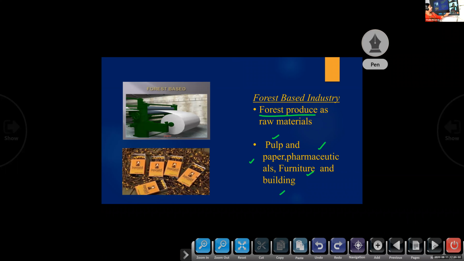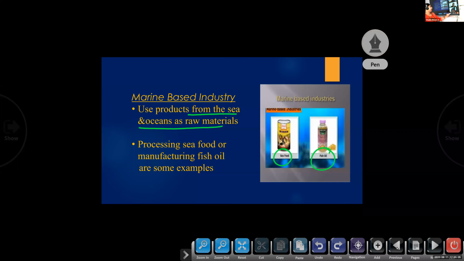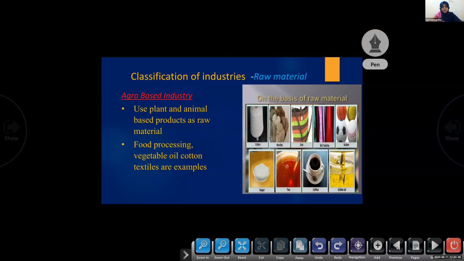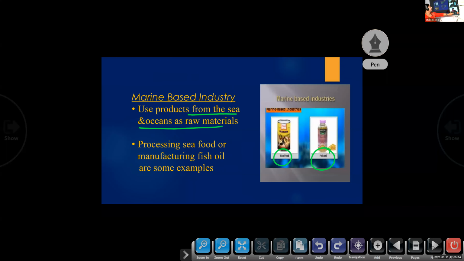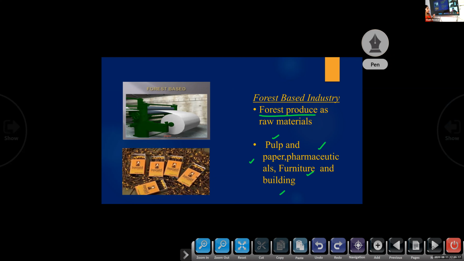We have completed the first type of classification. Ma'am, can you show the slide of classification of industries based on raw material? Classification of industries based on raw material: forest-based industry, agro-based industry, marine-based industry, and mineral-based industry. This classification is based on raw material. I hope it's clear to you.